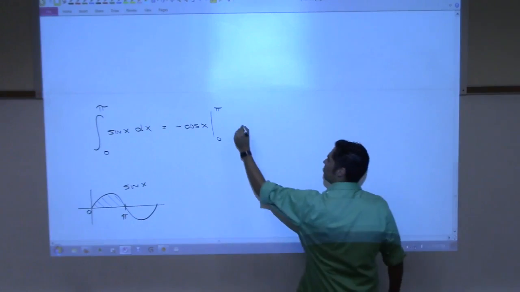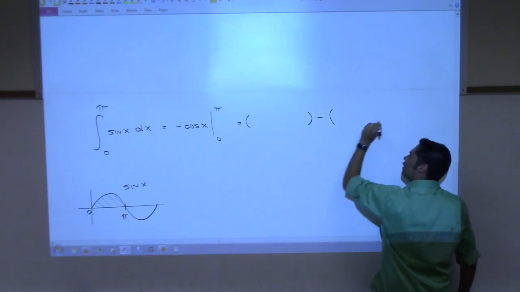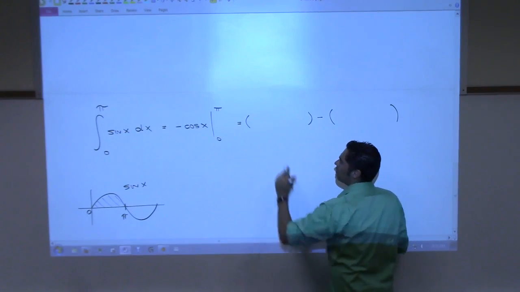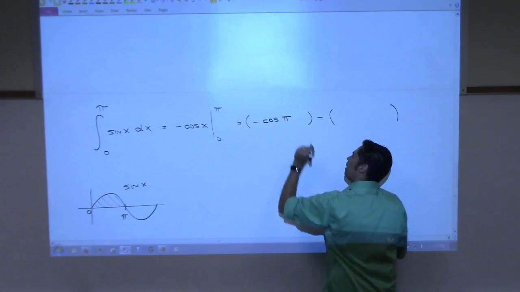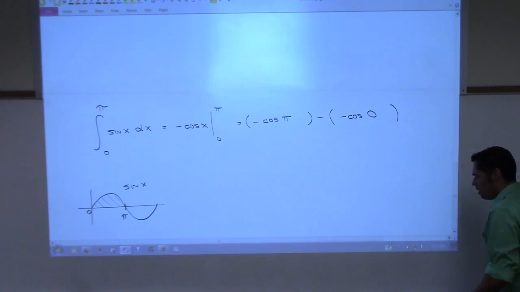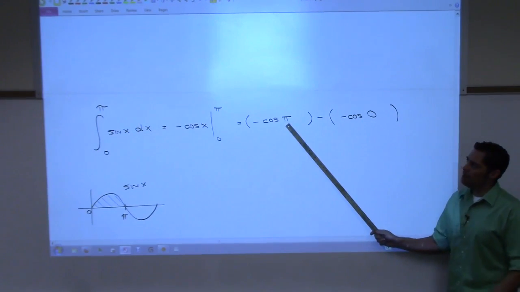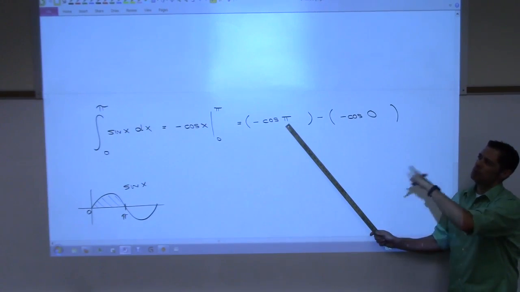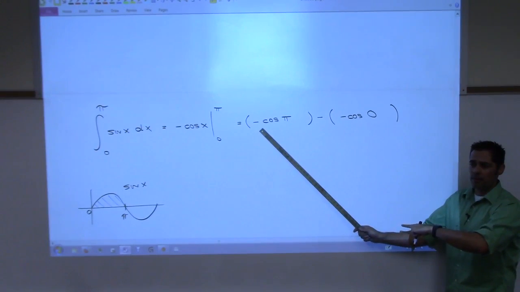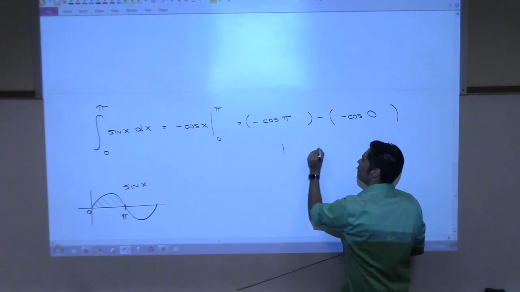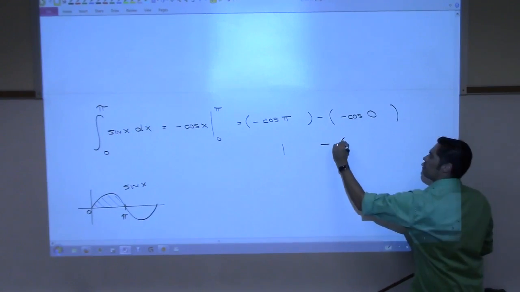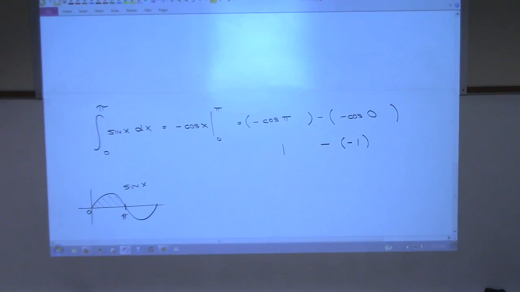And then equals, now 2 sets of parentheses. And let's take our time here. What gets plugged in first? The pi goes first. So negative cosine pi, and then over here, negative cosine of 0. What is cosine of pi? Negative 1. Cosine of pi is negative 1. But you have negative already out there. So this is just going to be 1 minus, what's cosine of 0? 1, but then you have a minus. So minus 1 like that.